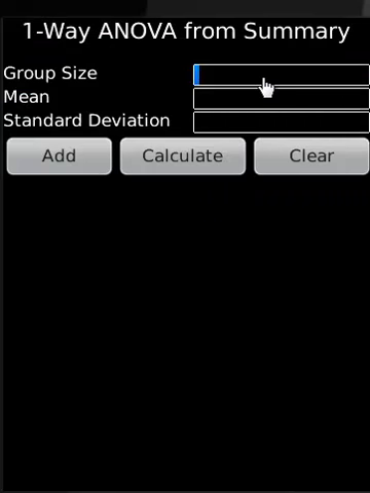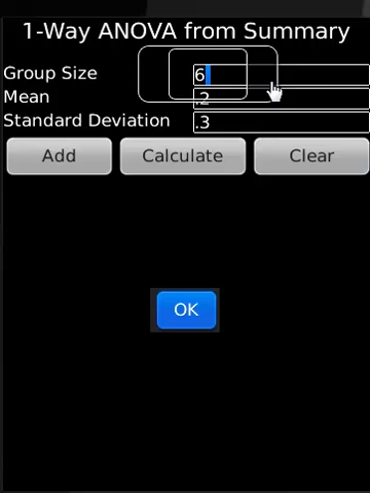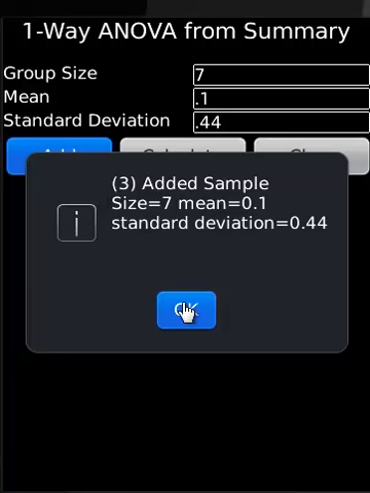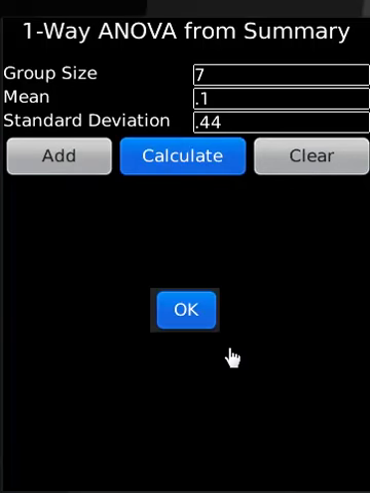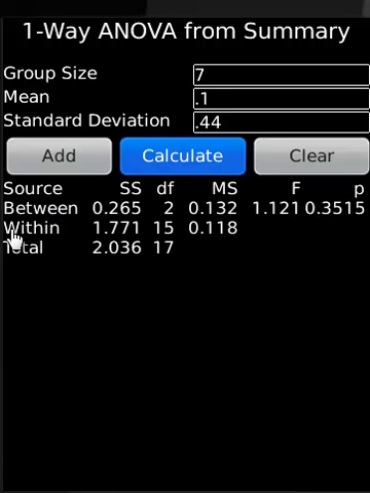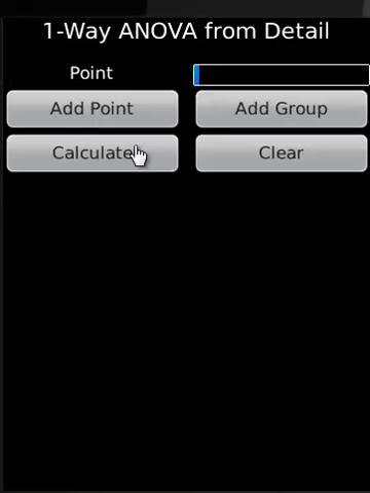One-way ANOVA from summary. So we enter the group size, mean, and standard deviation, and we keep on adding such data points. We added another set. Let's add the third set. So we added 3 sets of data, and now the app just fetched the summary, one-way ANOVA from summary.